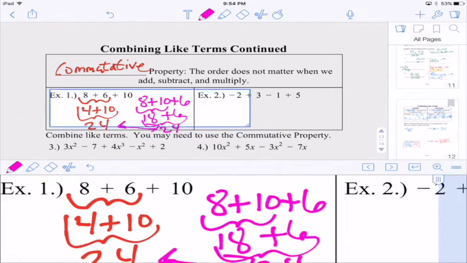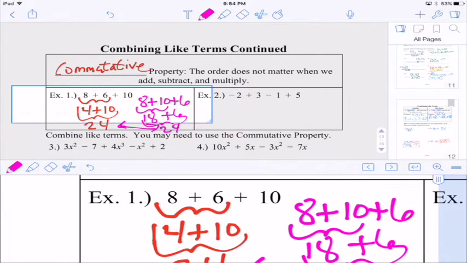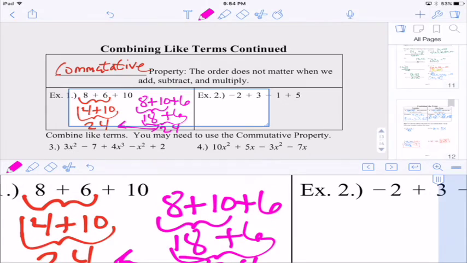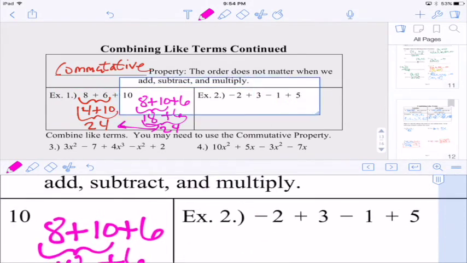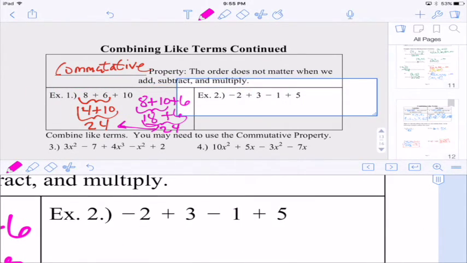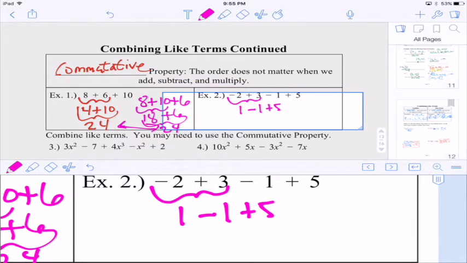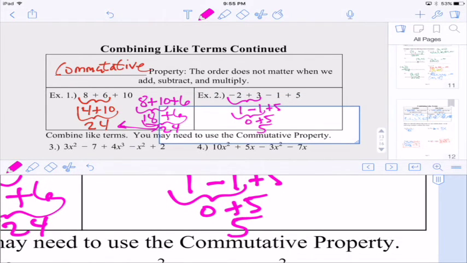Even though the order was different, we added the 8 and the 6 first in this one, we added the 8 and 10 first in this one, it doesn't matter. The order, as long as you keep that sign, you're fine. So with this one, we have negative 2 plus 3 is 1. 1 minus 1 plus 5. 1 minus 1 is 0. 0 plus 5 is 5.